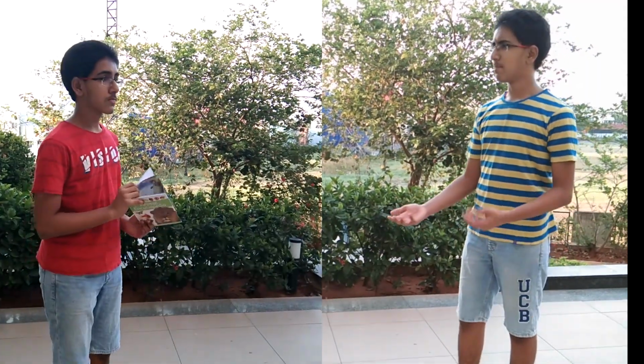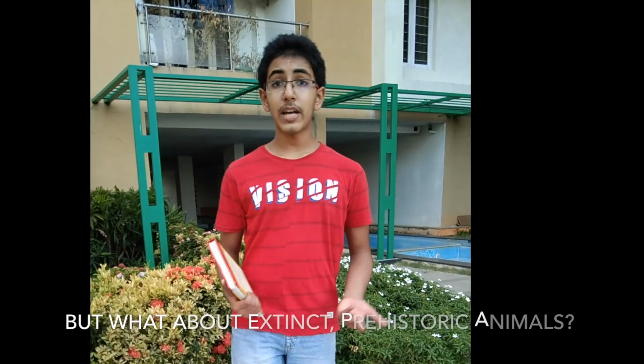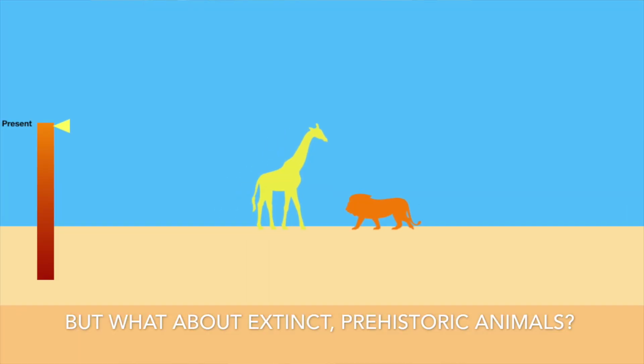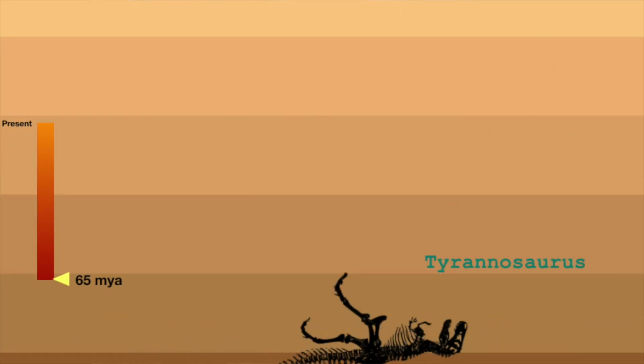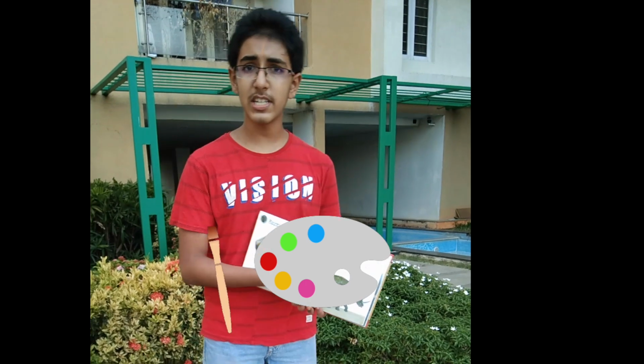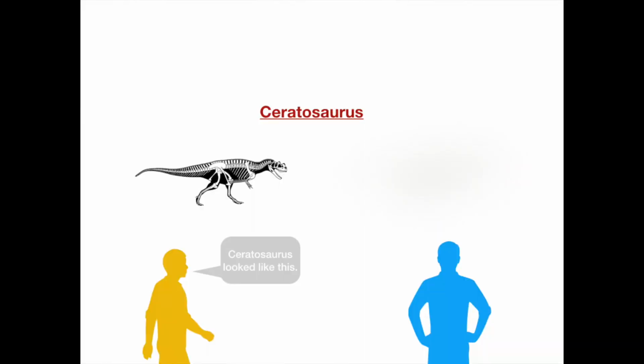Wait, isn't that simple? All you have to do is go into the wild with a camera, click a photo and come back. Simple, right? Yes. But what about animals that are extinct? Prehistoric animals, such as dinosaurs. Now there are no living dinosaur individuals today, so these are obviously just illustrations. But how do we know how dinosaurs looked?